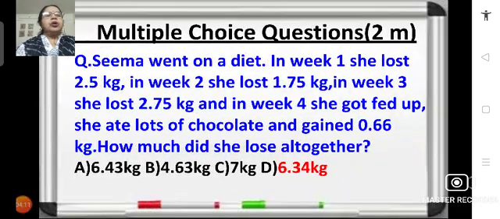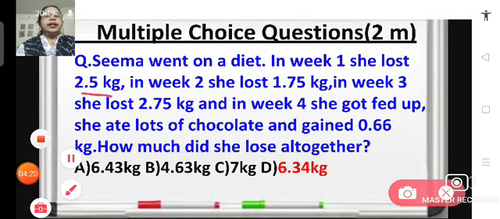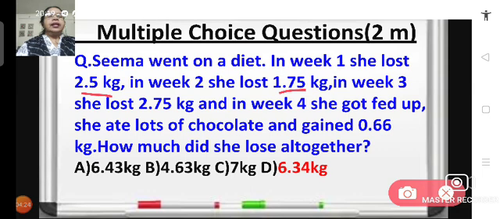Multiple choice question of 2 marks. Seema went on a diet. In first week, she lost 2.5 kg. And in second week, she lost 1.75 kilograms. And in third week, she lost 2.75 kilograms. And week 4, she got fed up. She ate lots of chocolate and gained 0.66 kilograms. So, how much did she lose altogether?